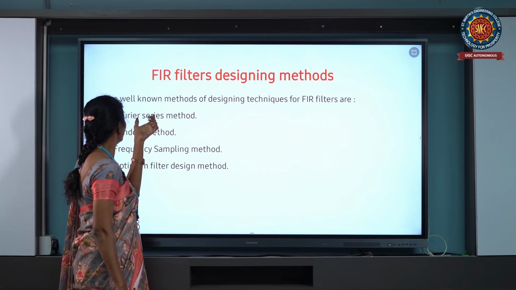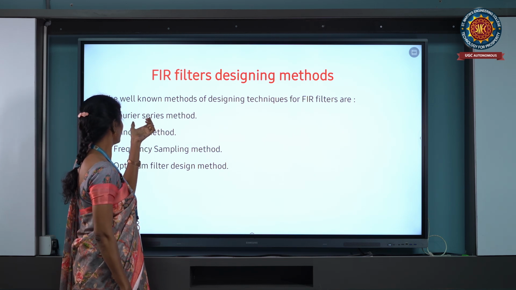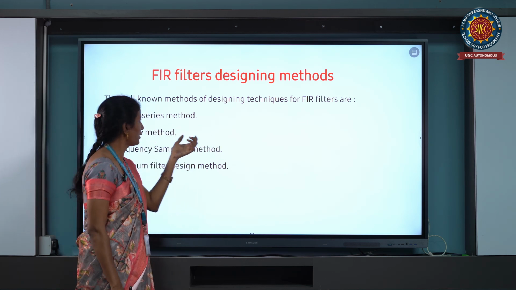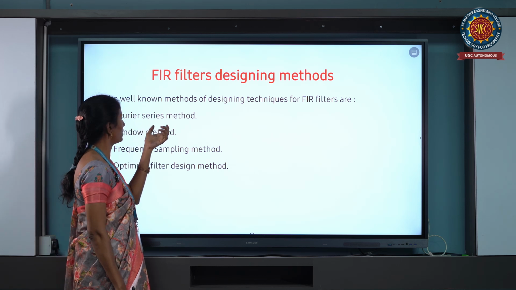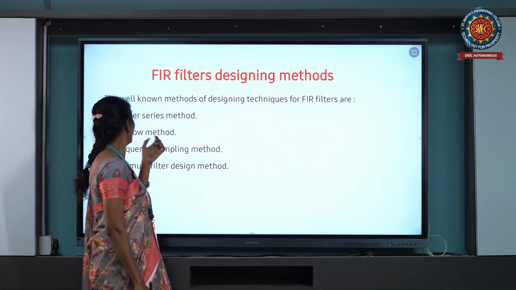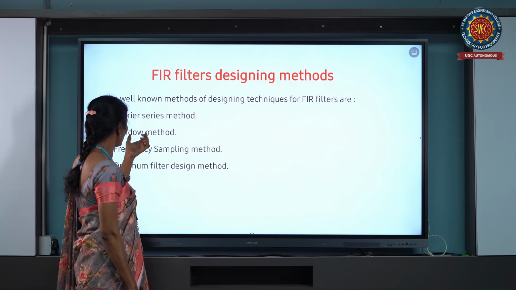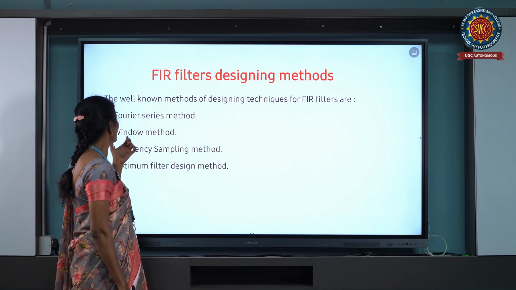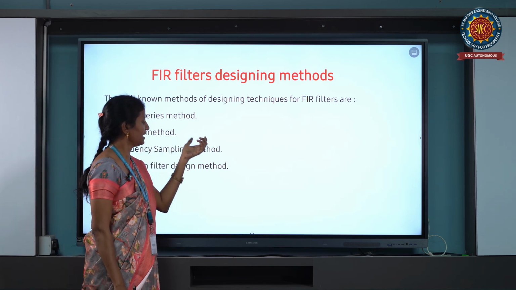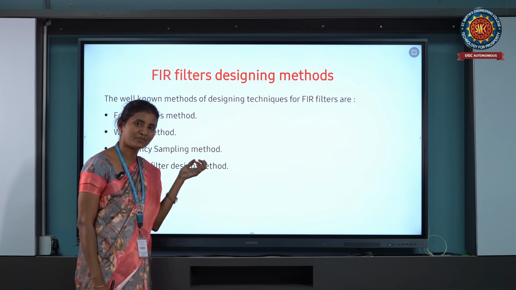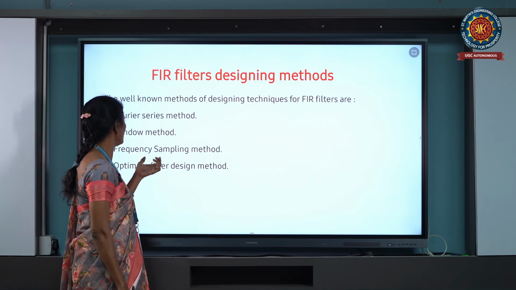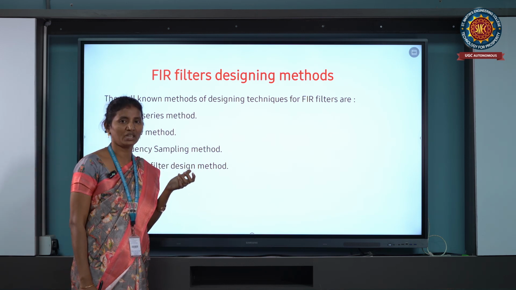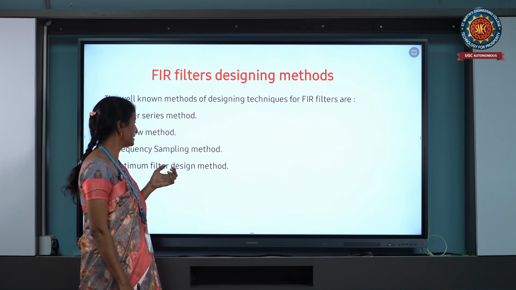In the Fourier series method, we have to apply the inverse Fourier transform to the desired frequency response. In the window method, we have to find the finite sequence. To find the finite sequence, the window sequence w(n) is multiplied by the desired frequency response hd(n). In the frequency sampling method, we have to apply the inverse DFT, discrete Fourier transform, to the desired frequency response.